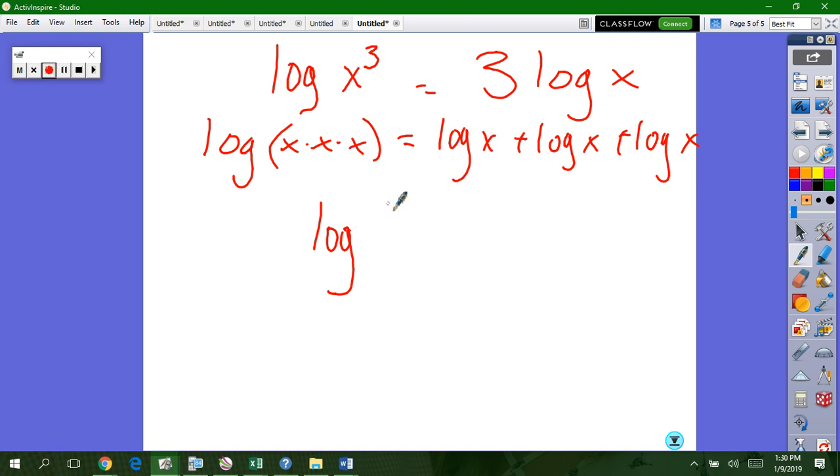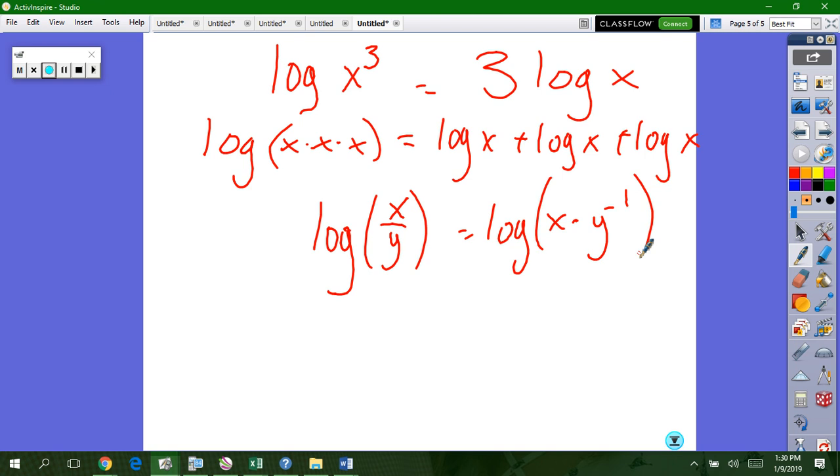Okay. What about x over y? What's another way I could write x over y? Log of x times y to the negative 1. Is that not the same thing? What do I see here? Multiplication, right? So I have log of x plus log of y to the negative 1. But what do I do with that negative 1 power? Multiplication, right? Do it as a multiplication. What's positive 1 times a negative 1?